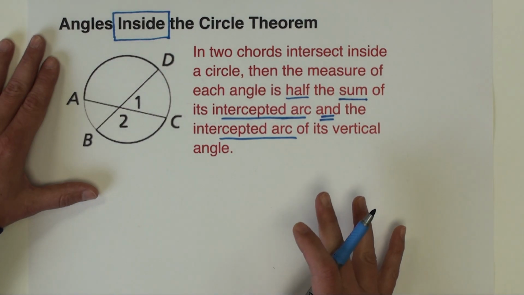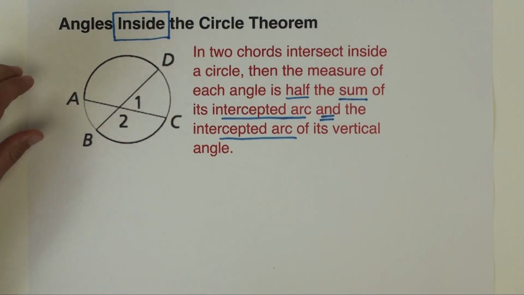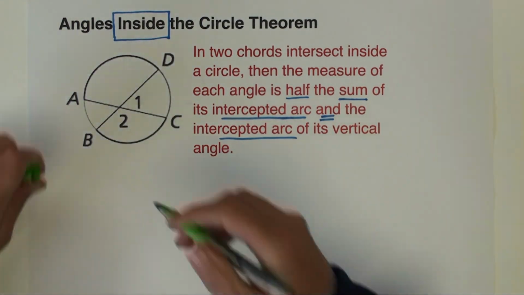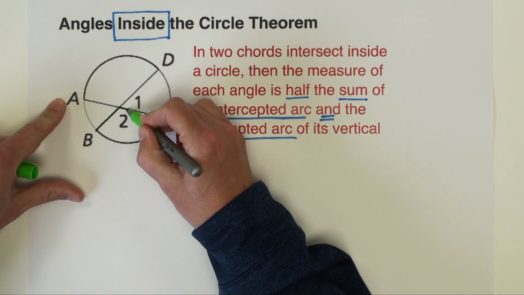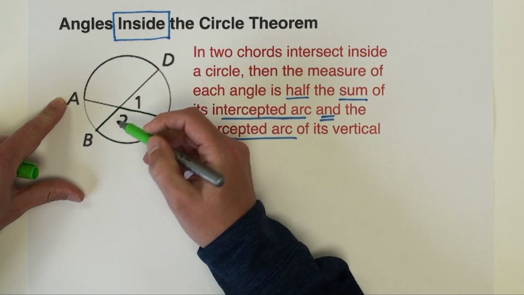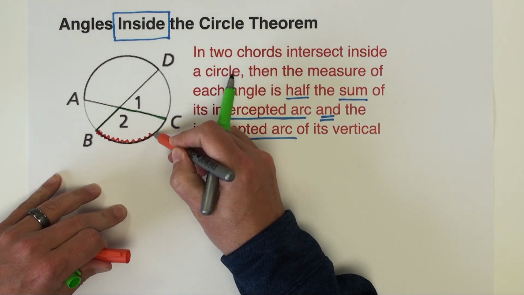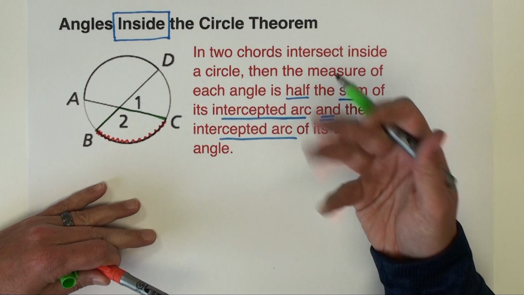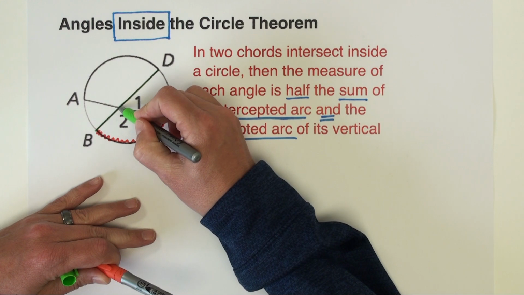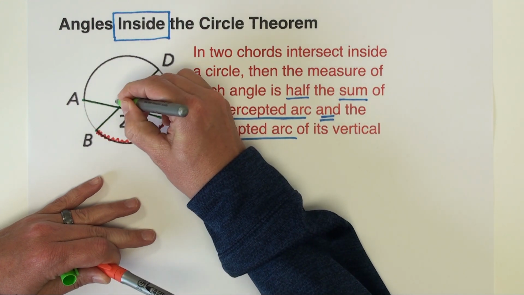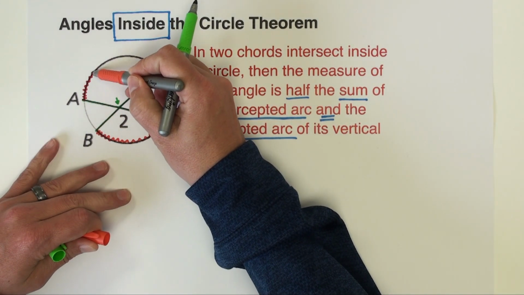So there's a lot going on there, and I'm going to highlight those on the picture here. Let's just pick one of these two angles. I'm just going to pick angle 2 right here. Angle 2 is formed by these two sides, and angle 2 intercepts this arc, BC. Now, you also need the vertical angle of angle 2, and the vertical angle is formed by these two sides, right? The vertical angle is right here.